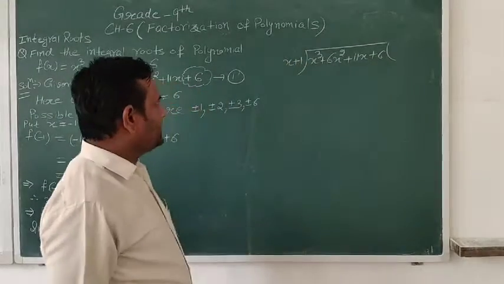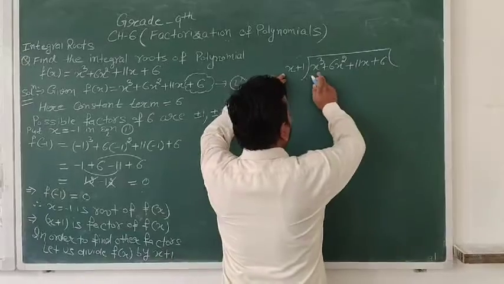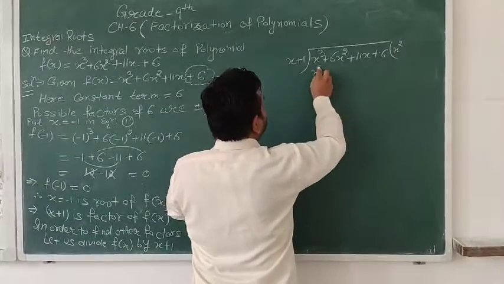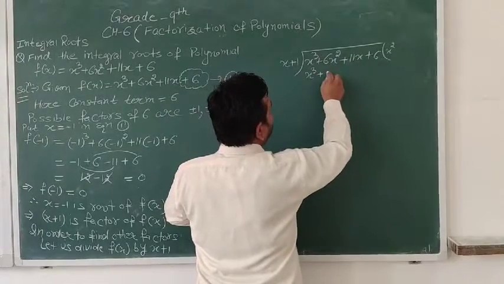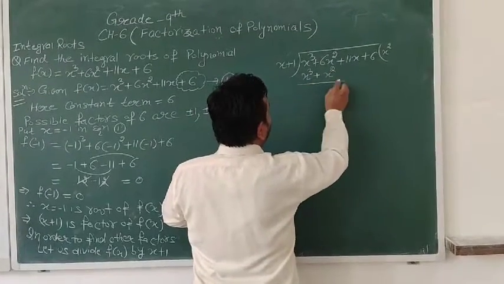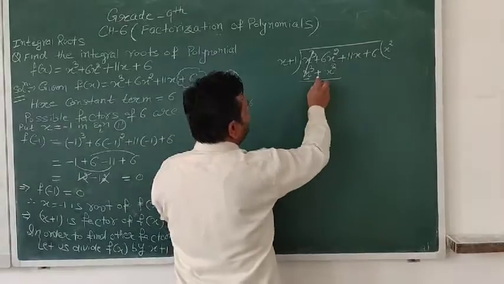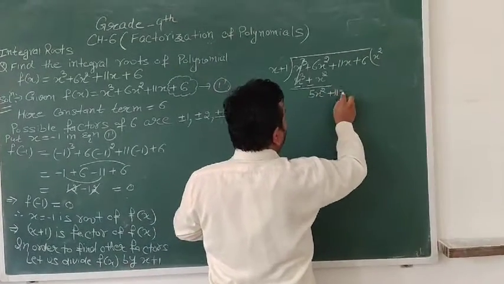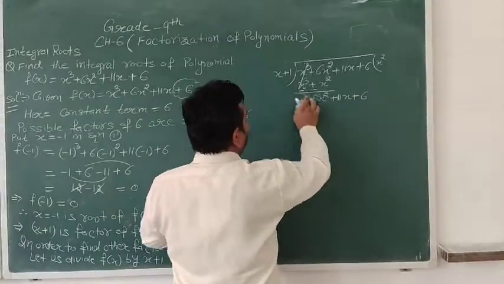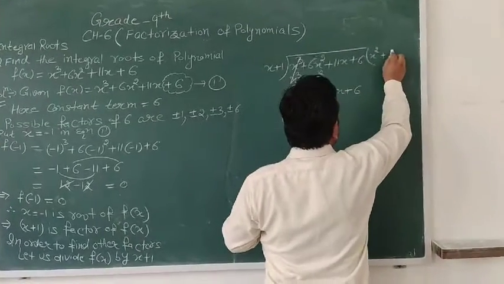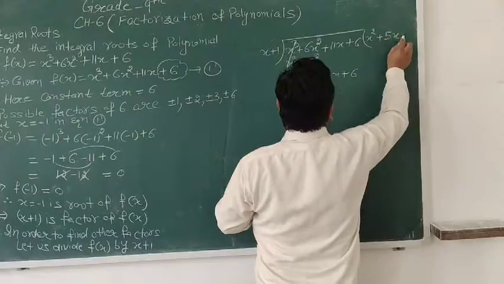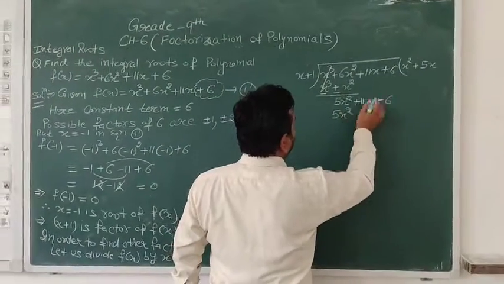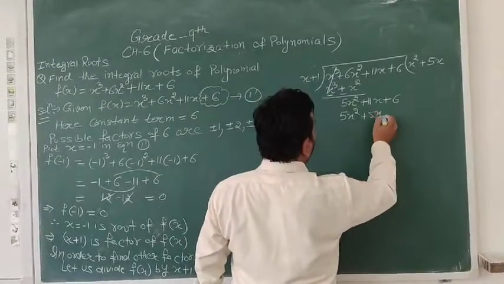You can see, students, here is x cube, so we have to go by x square. Here is x cube plus, then 1 into x square, we are left with x square. So minus, they cancel each other. We are left with 5x square plus 11x plus 6. Now for 5x square, there is x, so we have to multiply with 5x. 5x into x, guys, is 5x square, and 1 into 5x, students, we get 5x.